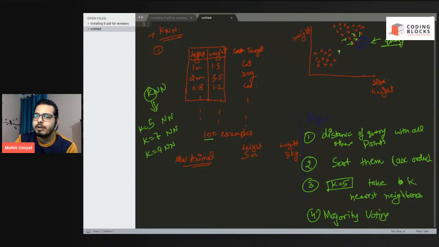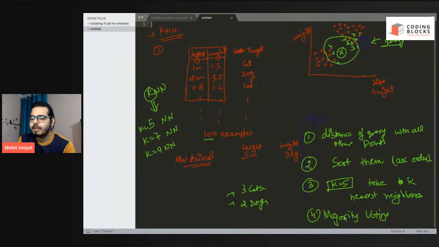But for example, if your query point lies somewhere here, then this will be your first nearest neighbor, this the second, this the third, this the fourth, and this the fifth. You can see these are your 5 nearest neighbors. But in this case, there are 3 cats and 2 dogs. So what will you do? You will take the majority vote. Majority says that the query point is a cat. So that's how we can do the prediction for new data points.